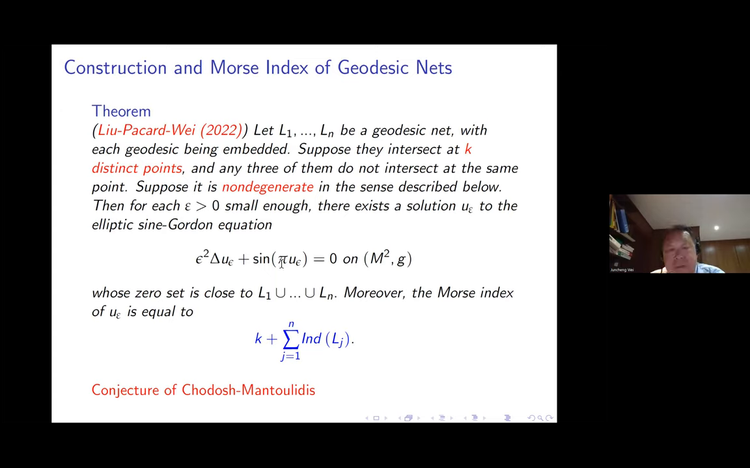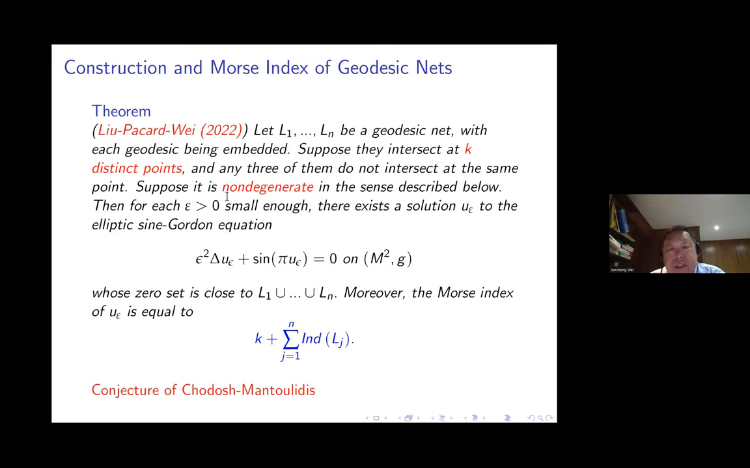And then with this sine-Gordon equation concentrating on the geodesic net, we can compute explicitly the Morse index of the geodesic net. The Morse index of the geodesic net is the sum of the indices of the n geodesics, plus the number of intersection points. So we have a complete classification of the Morse index of this solution. Under the non-degenerate condition, we now have existence, and we have the Morse index. This Morse index was partly conjectured by Childress and Mantoidis, so we gave a proof of this conjecture.